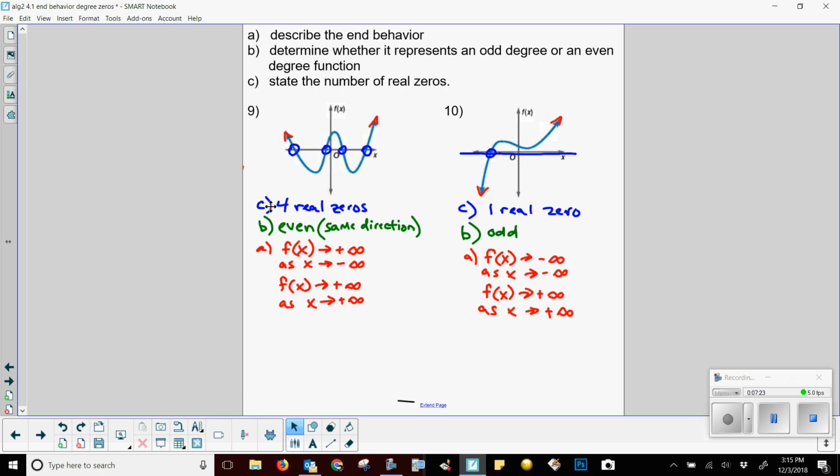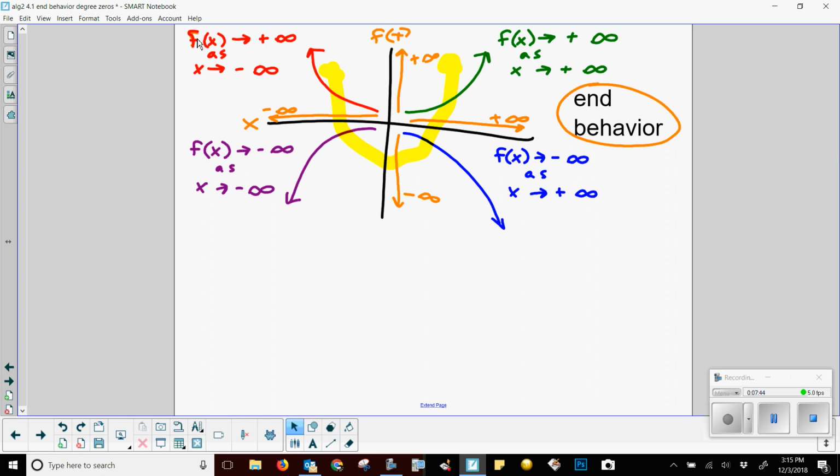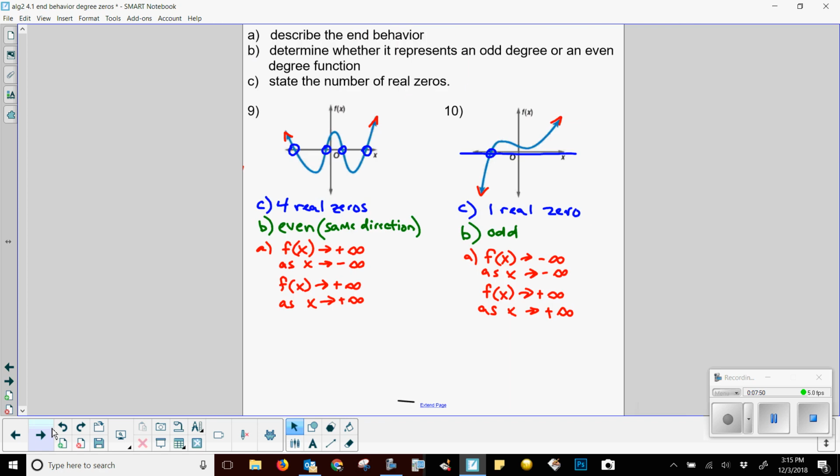C was find the real zeros: 1, 2, 3, 4, and 1. That was easy. B was if it's even or odd. Well, it's even because they both go the same direction. It's odd because one goes up and one goes down. Then describe end behavior. I said, well, what's happening here? And they said, oh, it's going up and to the left. I said, okay, well, when we go back here, up and to the left was this. So tell me this. f of x approaches positive infinity as x approaches negative infinity, which is what we wrote.